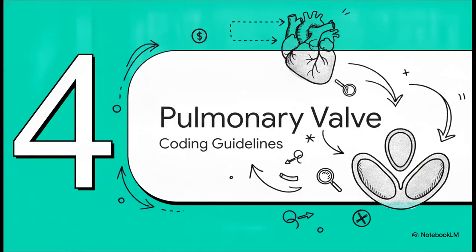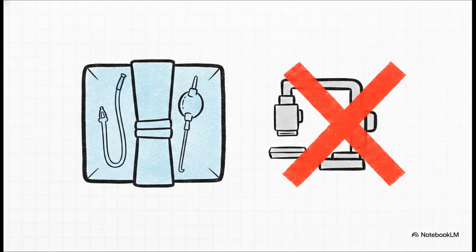Section 4. Pulmonary Valve Coding Guidelines. Let's hit our final valve destination on the anatomical tour. For transcatheter pulmonary valve implantation, we use code 33477. Let's rapid-fire the inclusions here. Percutaneous access and sheath, pre-stenting of the valve delivery site, percutaneous balloon angioplasty of the conduit, and all intraprocedural contrast and imaging.